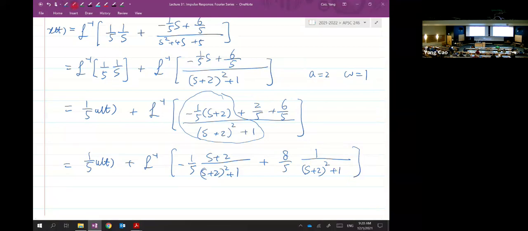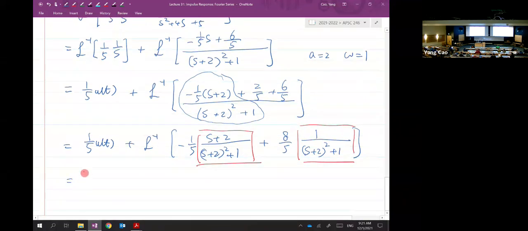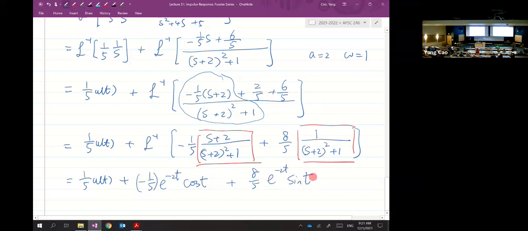So at this time, both of these two, you cannot do any simplification. They exactly match what's in the Laplace table. You can safely write down the inverse for both of these. First one, -1/5 times e to the power -2t, and then cosine t. Second one, 8/5 times e to the power -2t sine t. And then technically you should multiply u of t for all of them, so the whole thing is a causal signal, just to make sure. And that's it. That's the response of the system when your input is a unit step signal.